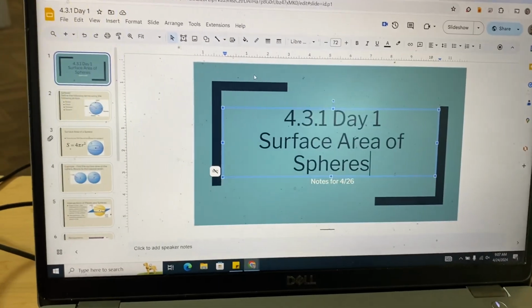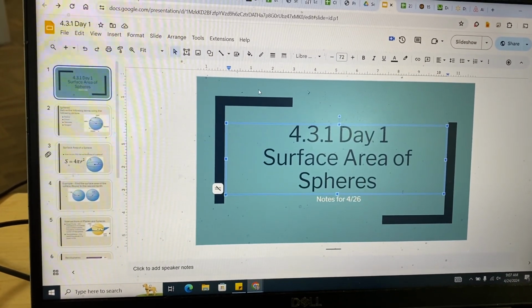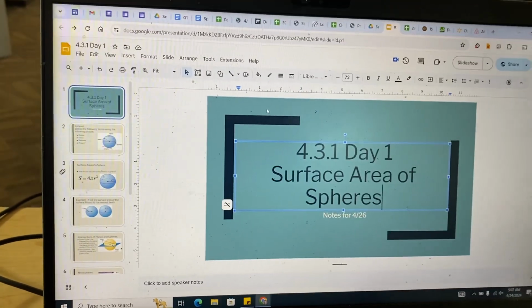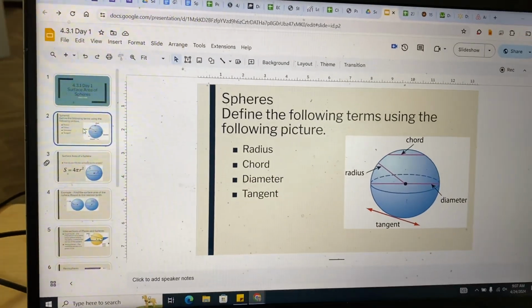All right, this is Mr. Ware. Going to be taking a look at these notes today. It's 431, day one. It's the surface area of spheres. So we're looking at, this is a sphere.